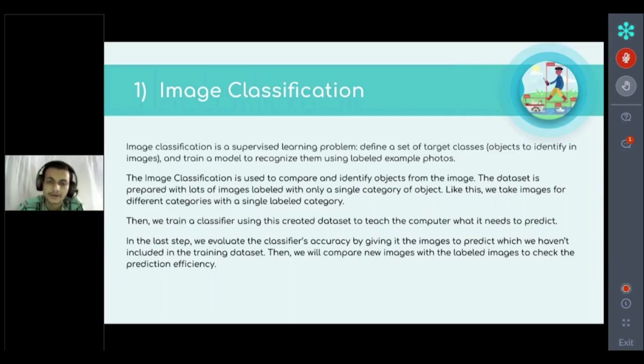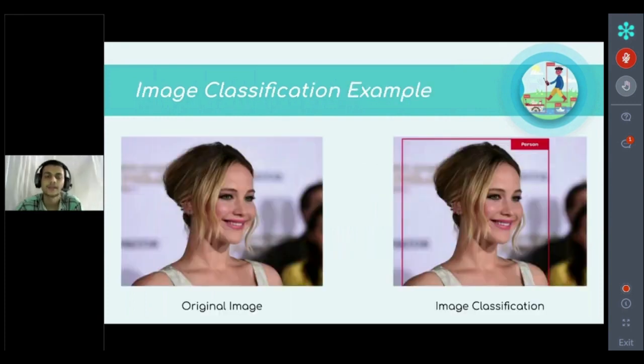Here is the example in the next slide for image classification. Here is the image of a person. So the image classification output will be like this. If we input the original image, it will detect whether the person is there or not, and label it like this.